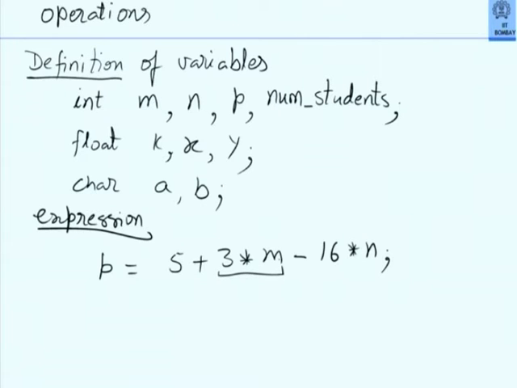Then the expression changes. It now becomes 5 plus result minus 16 star n. Now 16 star n is higher priority, so this will be done next. Now the expression becomes 5 plus result 1 minus result 2. And then you add or subtract, you will get the final. What is important to note is that in the expression, when the variables are of the same type, then the result is also of the same type.